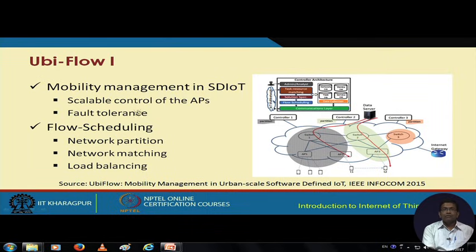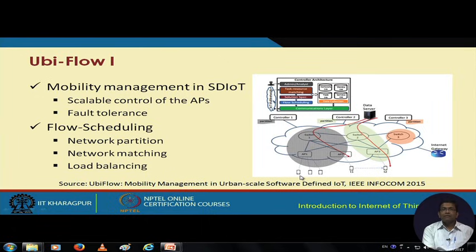And the other one is the flow scheduling, which has three parts. First is partitioning this entire network, fragmenting it into multiple partitions, and over here we have shown those three partitions through three different color shades: gray, light green and orange. So, we have three different network partitions shown over here, and after this network partitioning has happened, then network matching has to be done.